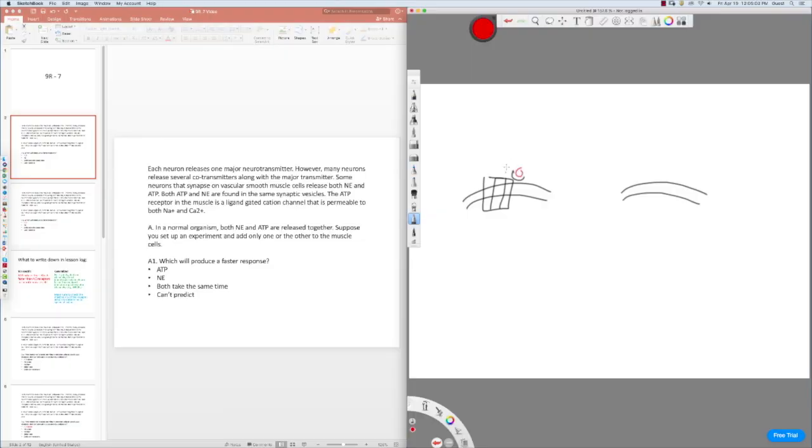At which point cations will rush in. They specifically mention Na+ and Ca2+. So cations will rush in like that, upon binding of this red molecule of ATP. Now let's draw the same for this norepinephrine molecule.